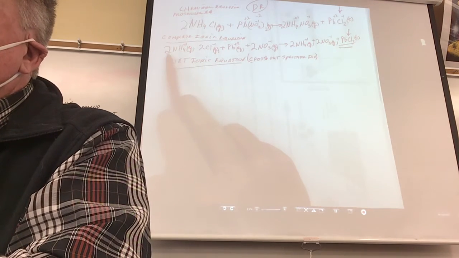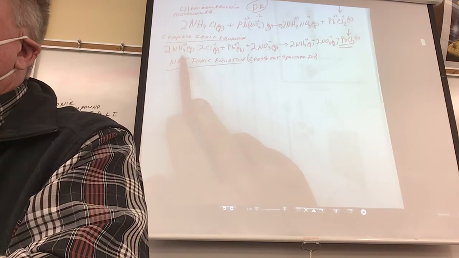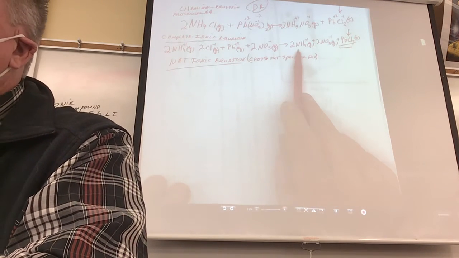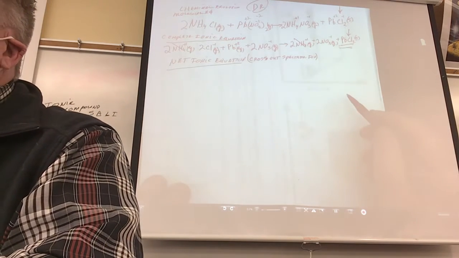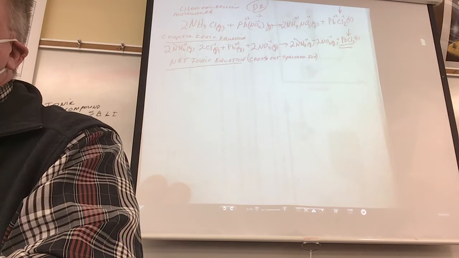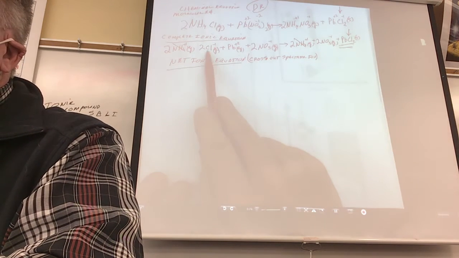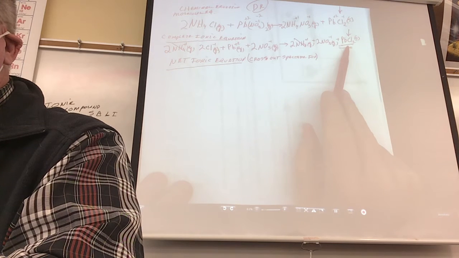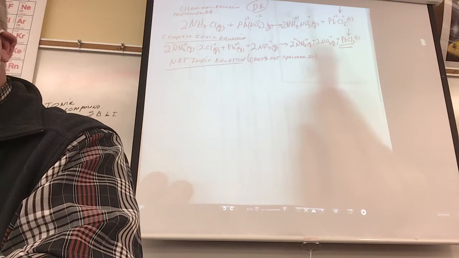So let's take a look. You see these two guys, two ammoniums? They were floating around the beaker, weren't they? What happened after the reaction? Oh, whoa. Oh, get out of here. You're a spectator. Now, who else is a spectator? Who else is a spectator ion? How about you? Oh, no. How about lead? Yeah. Oh, no.